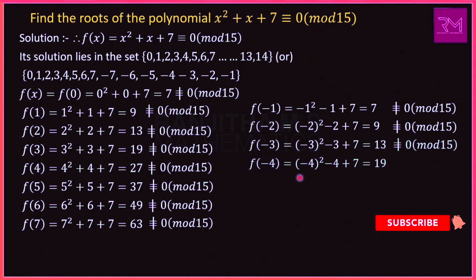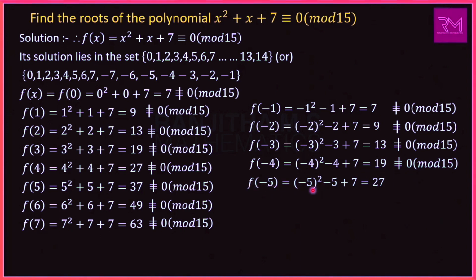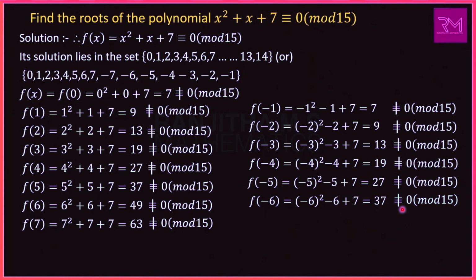In a similar way, we have to find for minus 4, that is minus 4 square minus 4 plus 7, which is equal to 19, which is not congruent to 0 mod 15. Similarly, substitute for x is equal to minus 5, that is minus 5 square minus 5 plus 7 is 27, which is not congruent to 0 mod 15. Also, x is minus 6. If we substitute x as minus 6, that is minus 6 square minus 6 plus 7, which is equal to 37. That also does not satisfy the congruency. In a similar way, we substitute x is equal to minus 7, that is minus 7 square minus 7 plus 7, which is equal to 49, which is not congruent to 0 mod 15. So we are substituting x value as 0, 1, 2, 3, 4, 5, 6, 7, minus 7, minus 6, minus 5, minus 4, minus 3, minus 2 and minus 1.